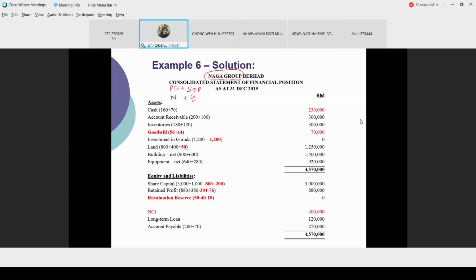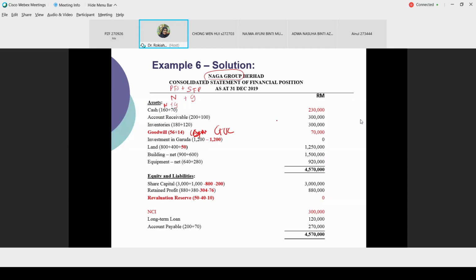So cash in Naga 160 plus 70 is cash in Garuda. So just add Naga and Garuda. The same item, cash is added together with cash. Accounts receivable is added together with accounts receivable. Inventory is also the same thing. And then we create a new asset here, which is goodwill. This one is goodwill on consolidation, GOC. You have goodwill here. Total goodwill here, from parent and NCI, is 70,000.